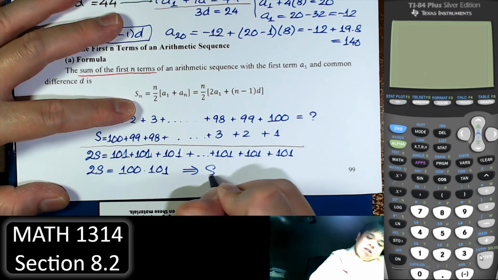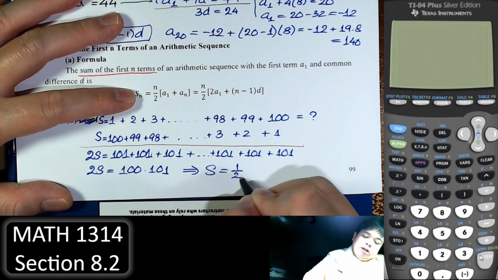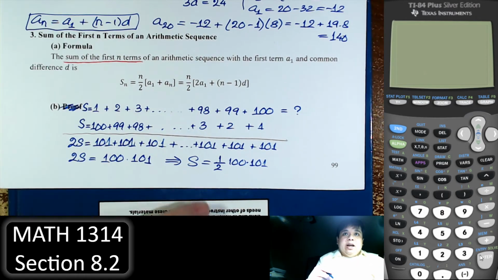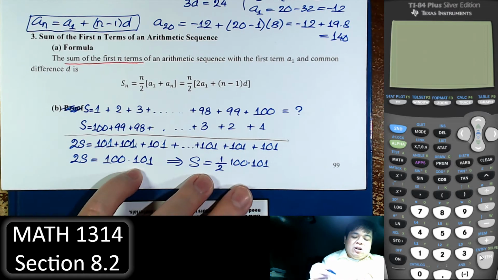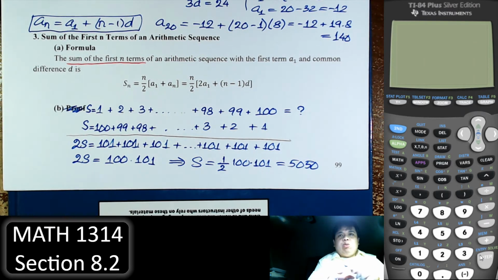So the sum is equal to 1/2 times 100 times 101. Right? Now, that's 50 times 101, by the way. It's not really a proof, it's just a classic problem. Now, how is that related to the formula we have here?